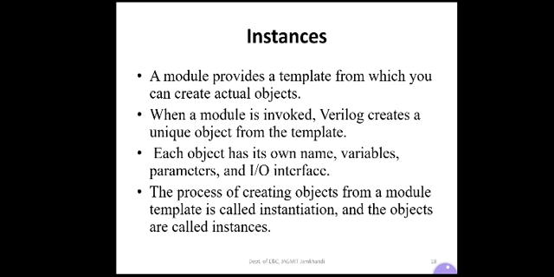Each object has its own name, variables, parameters and input output interface. So all these objects are very unique. The process of creating objects from a module template is called instantiation. Remember, here you have objects in your module. This term instantiation is used frequently, and the objects are called instances.